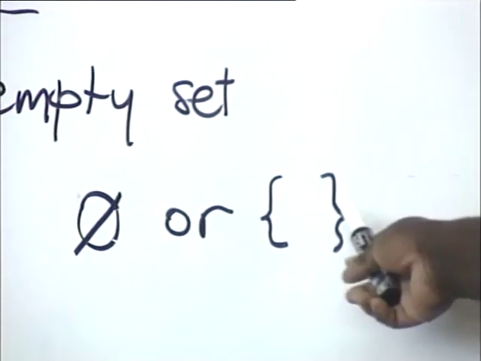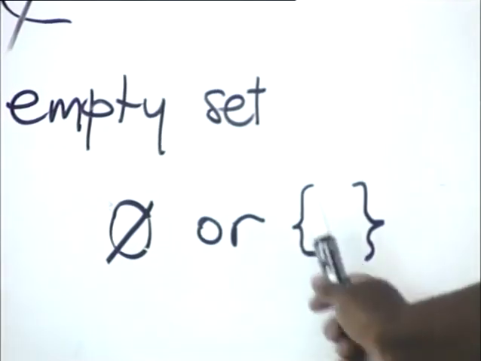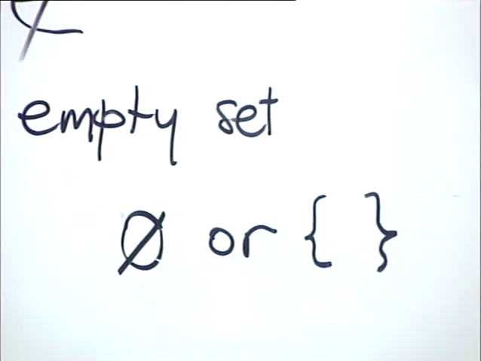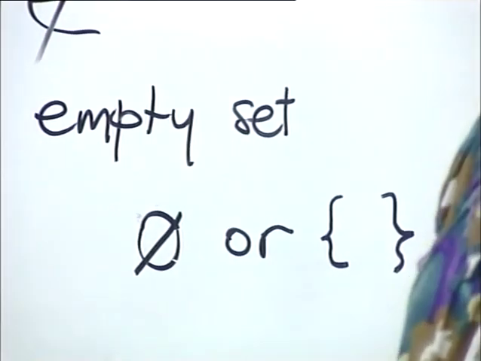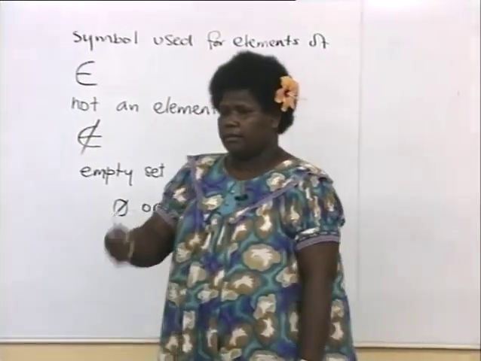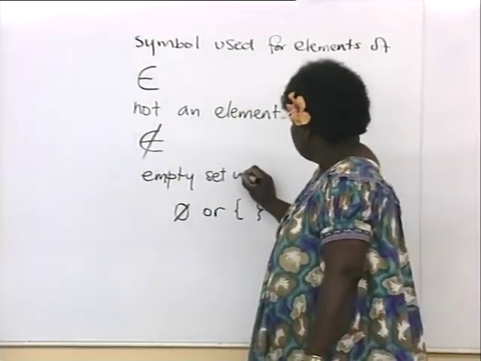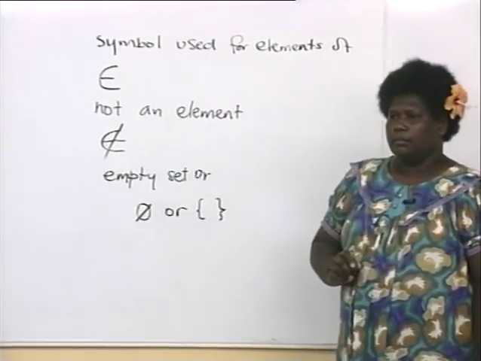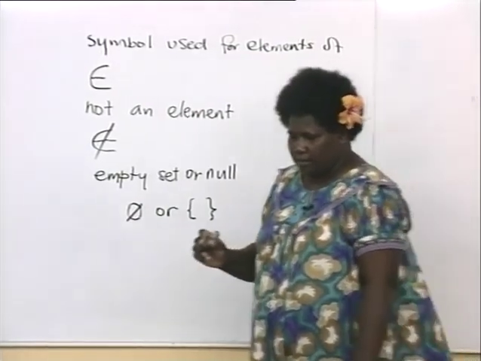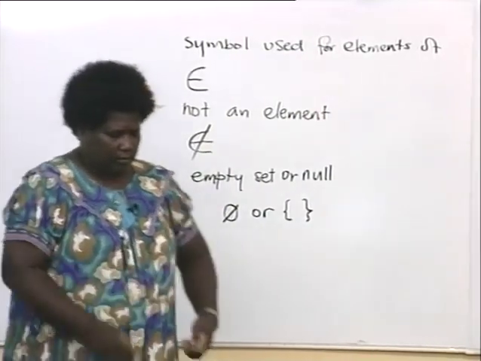Okay, good. You know by now that these two braces or brackets mean a set. If nothing is inside, then it means an empty set. What is the other word that is used for an empty set? Null. Okay, null. So an empty set is the same as a null set. Okay, we'll continue from there.